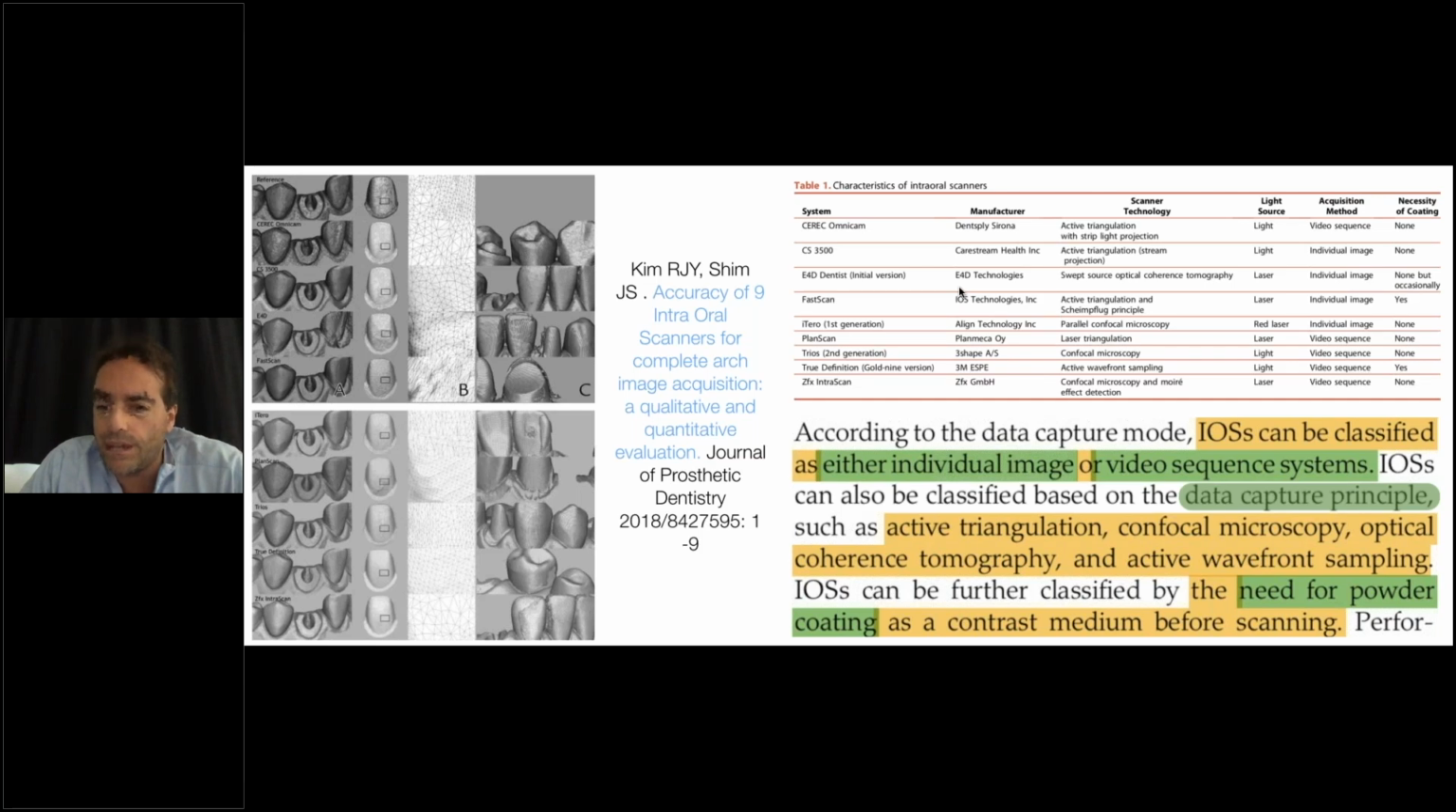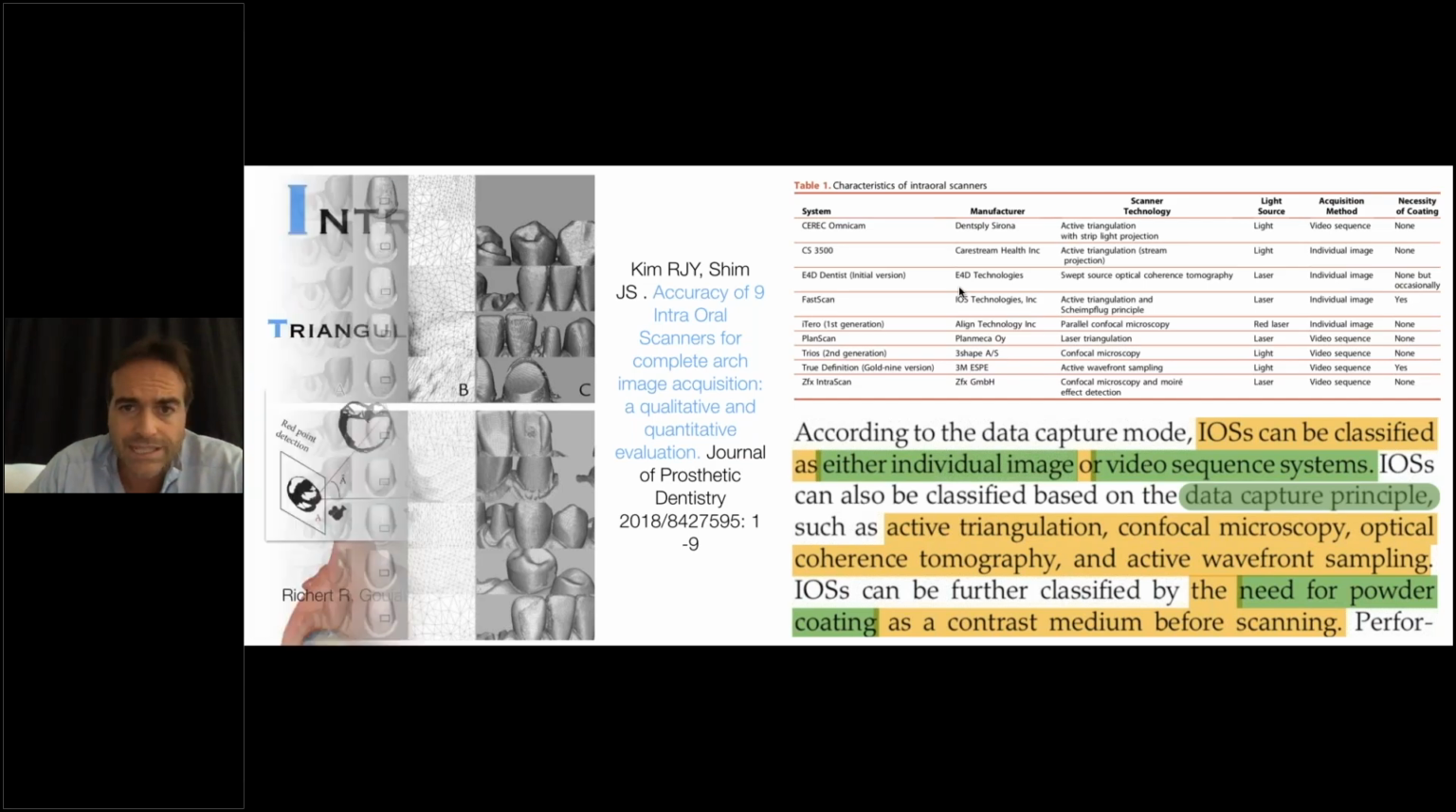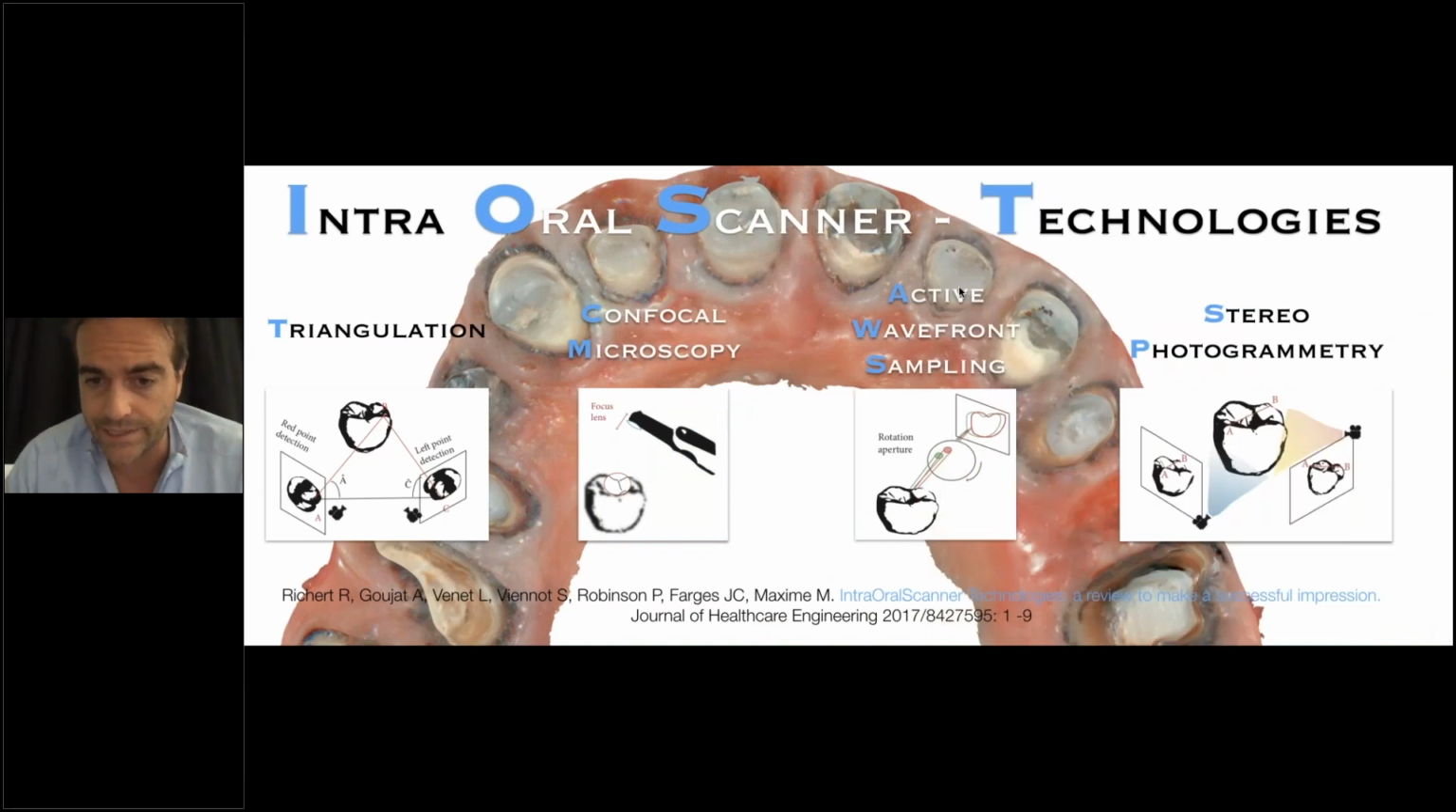Obviously, not all the intraoral scanners are the same, so we should understand the way to classify them. We can classify them through their technology, through whether they are color or not color, or through whether they are powder or powder-free systems. Discussing technologies, here are listed the 4 main technologies that represent nowadays the intraoral scanner world portfolio: triangulation, confocal microscopy, stereophotogrammetry, and active wavefront sampling.